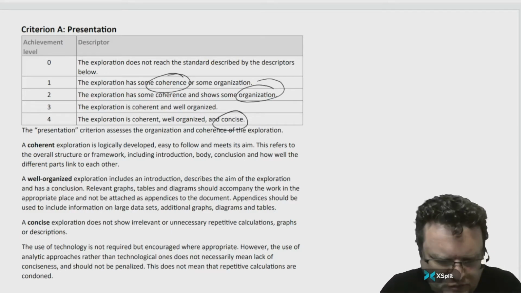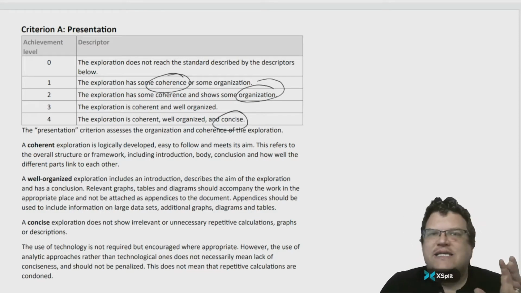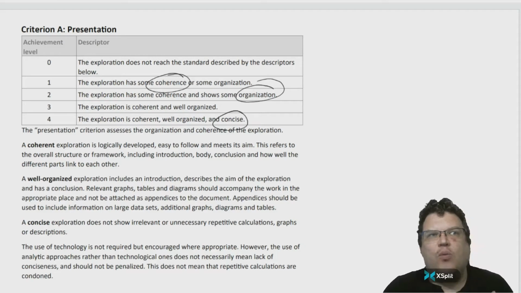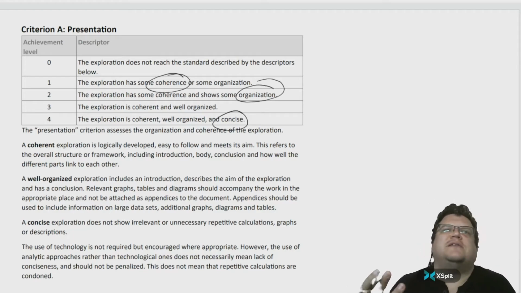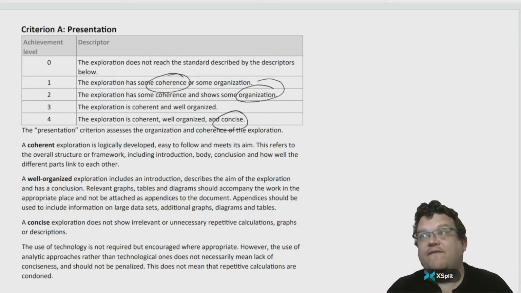So first off, coherence, and you can see here they do say a coherent exploration is logically developed, easy to follow, and meets its aim. So first off, you want to think about your aim. Now, this isn't an EE, you don't need to be driven by a research question, but you should have a loose aim. You know, I want to find out what factors affect blah, or how can the migratory patterns of the Atlantic swallow be modeled by this formula, right? Have a question that drives your IA forward.